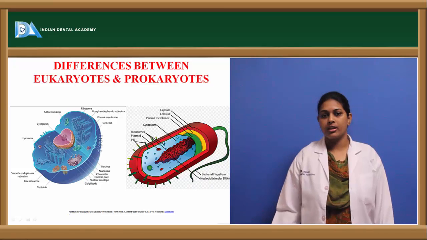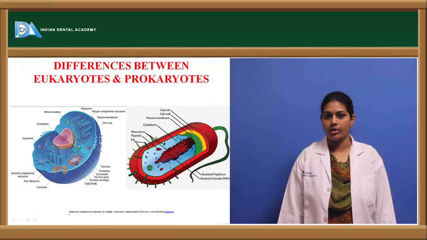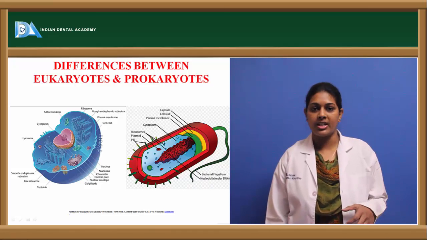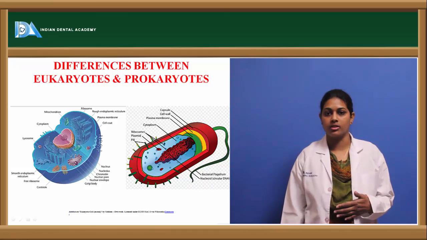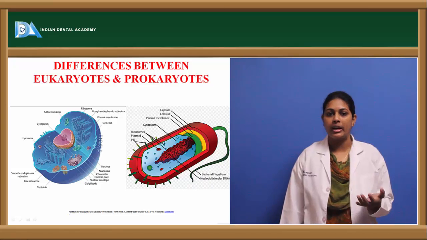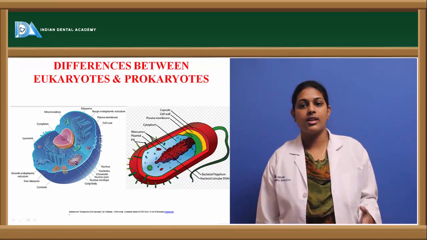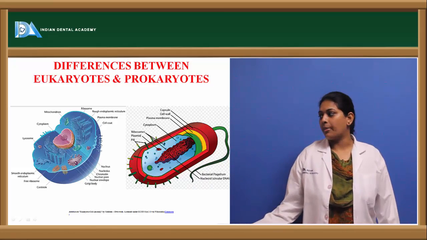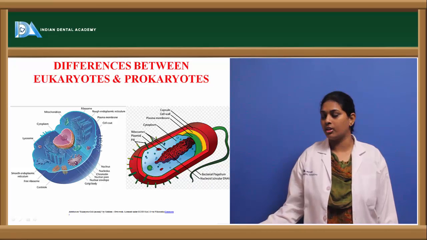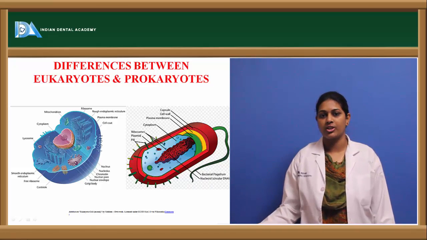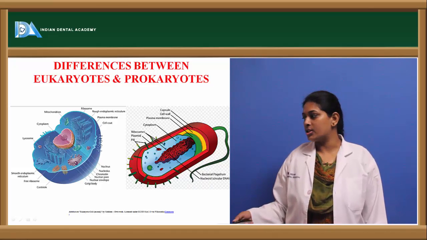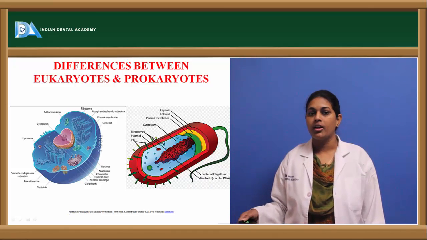Coming to the basic differences between eukaryotes and prokaryotes: the term itself suggests it. Eu means properly developed, and karyon is nucleus. Prokaryote means pre-karyon, that is, an improperly developed nucleus, which is still in a developing stage. The differences are based on the presence of structures and their functions in both cells.